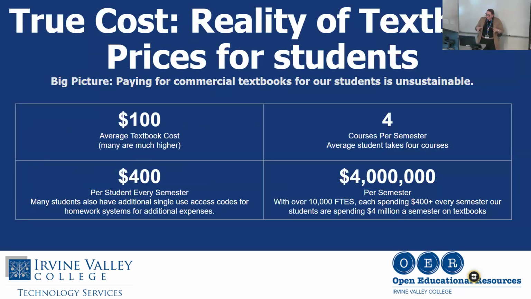So first, we have the true cost of textbooks. If we have a $100 textbook, and the reality is the average is actually more like $120 now, with 4 courses for a student, that's $400 per student. We're looking at $4 million per semester for our 10,000 FTES. That's $8 million a year in textbooks. It's just an unsustainable cost, to be quite honest.